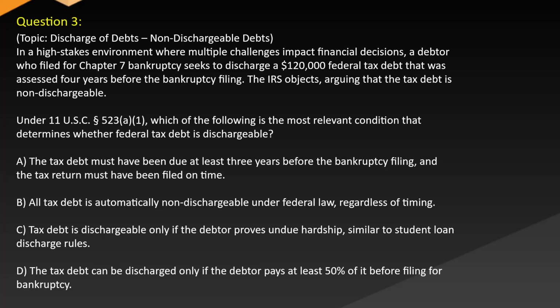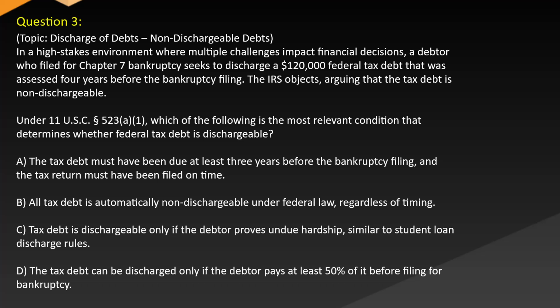Non-dischargeable debts in a high-stakes environment where multiple challenges impact financial decisions. A debtor who filed for Chapter 7 bankruptcy seeks to discharge a $120,000 federal tax debt that was assessed 4 years before the bankruptcy filing. The IRS objects, arguing that the tax debt is non-dischargeable under 11 U.S.C. § 523(a)(1). Which of the following is the most relevant condition that determines whether federal tax debt is dischargeable?